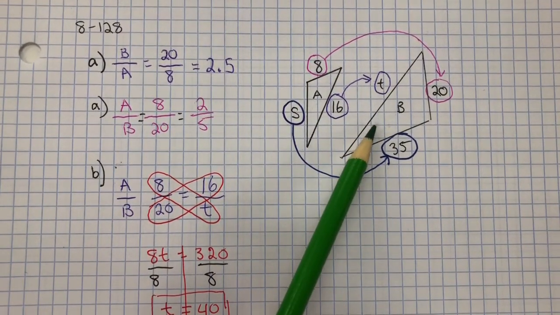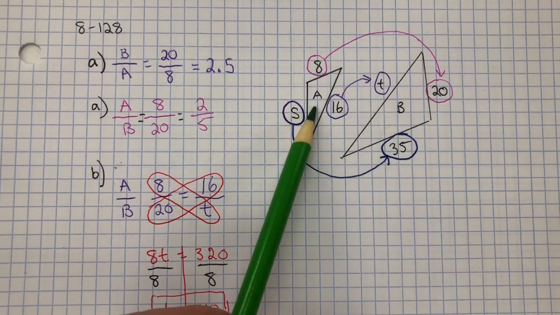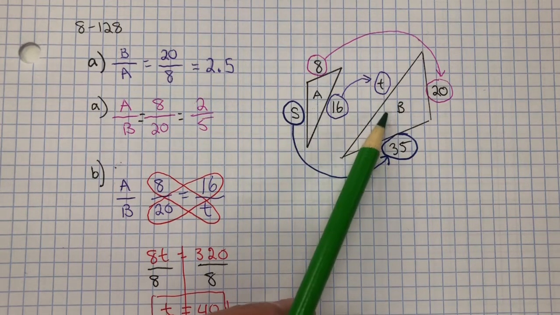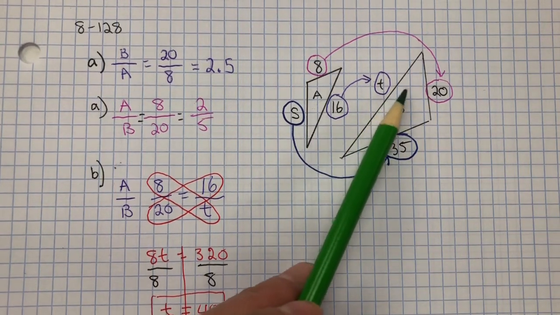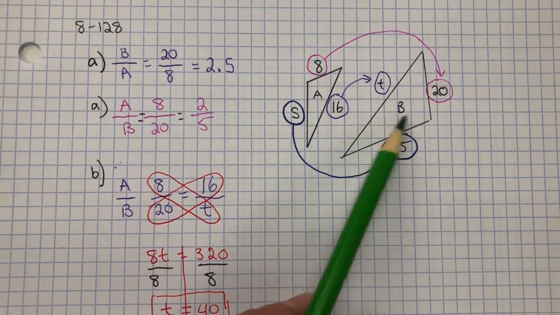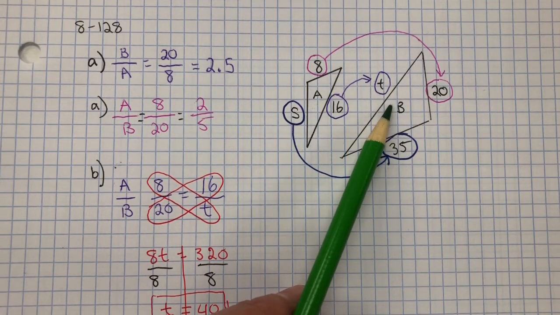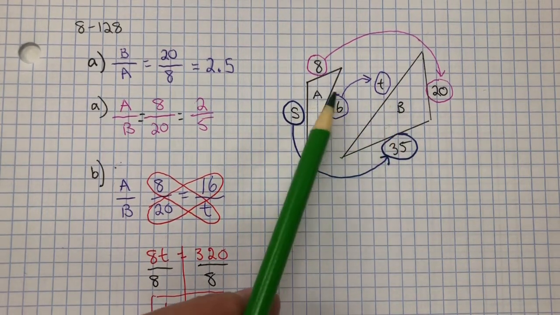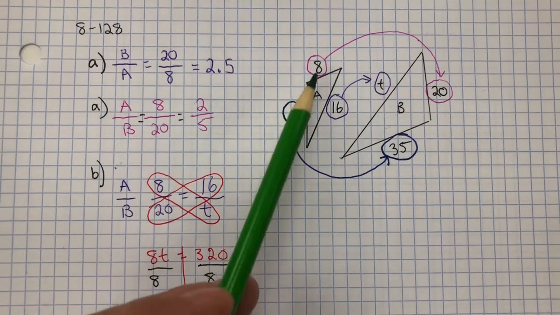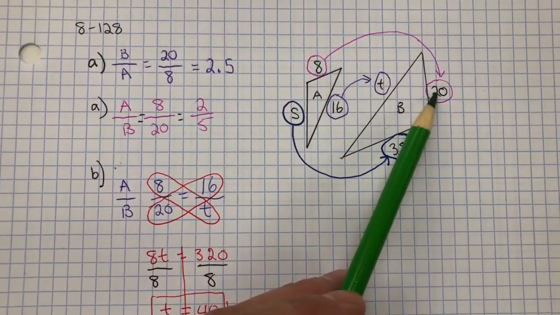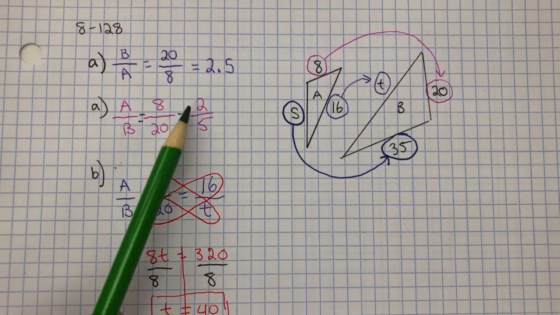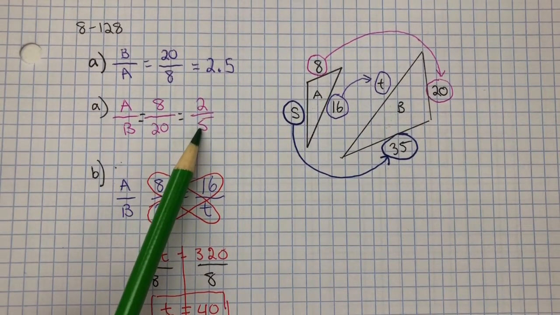If we were trying to find the scale factor from B to A, we would be decreasing in size. So again, a scale factor of 1 would keep the original size. Multiplying by a scale factor of less than 1 will decrease it. So how did we go from here to here? So 8 over 20, and 8 divided by 20 simplifies to 2/5.